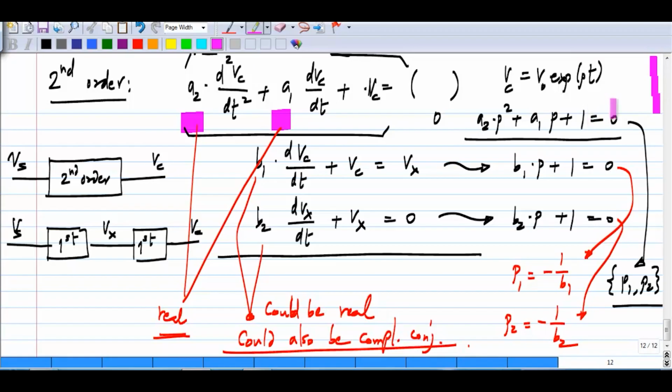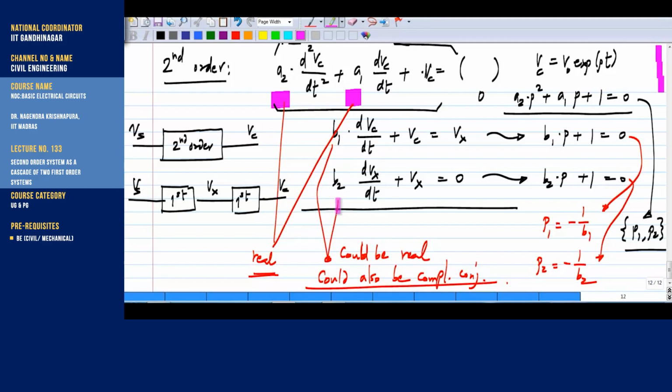Now remember, b1 and b2 will not be some arbitrary complex numbers, they will be complex conjugates because the eventual equation has only real coefficients. So the two solutions p1 and p2, if they are complex at all, will be complex conjugates of each other.